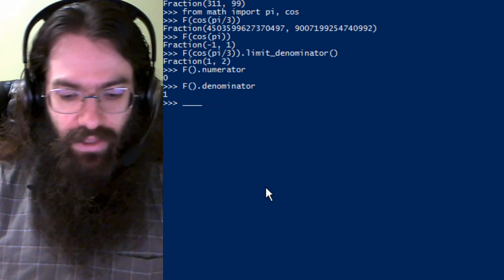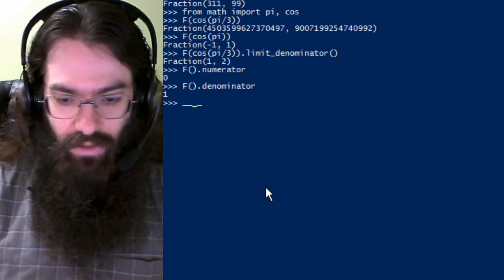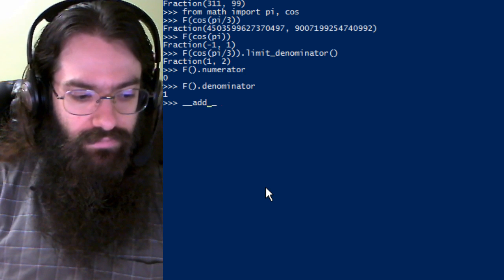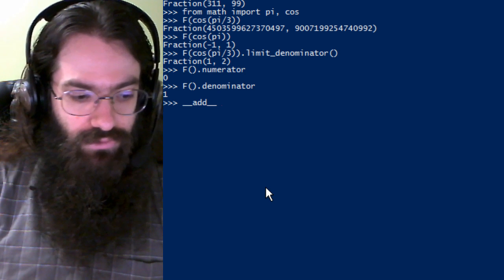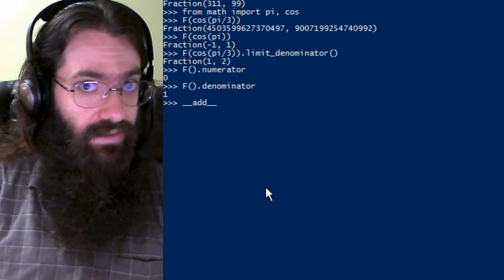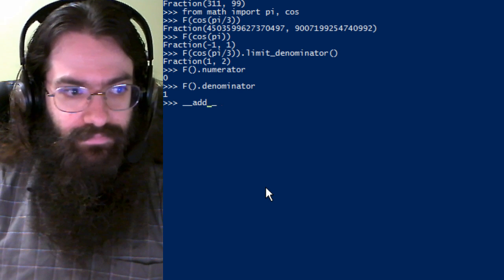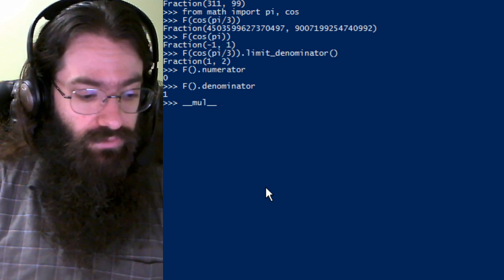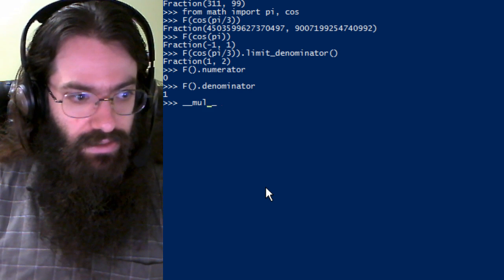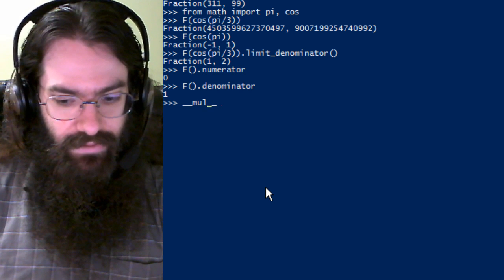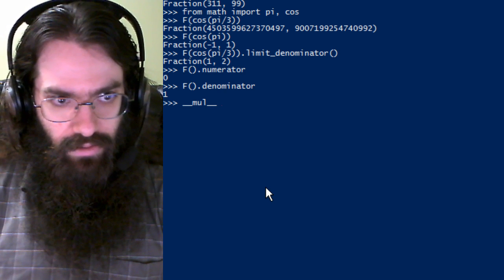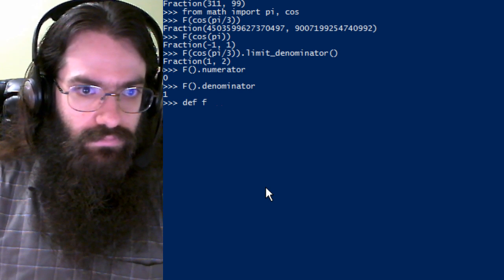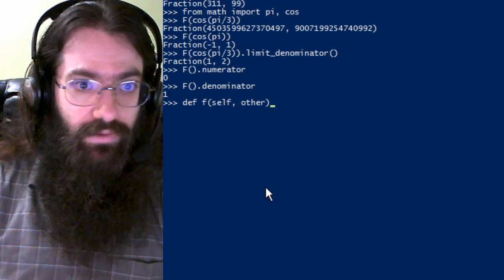Your class can have, I think there's an add, and that lets you define what happens if you do an instance of your class plus something else, generally another instance. So that's cool. There's a mul, which happens when you multiply it. So for this fraction, it probably has a mul magic method that would look something like this.